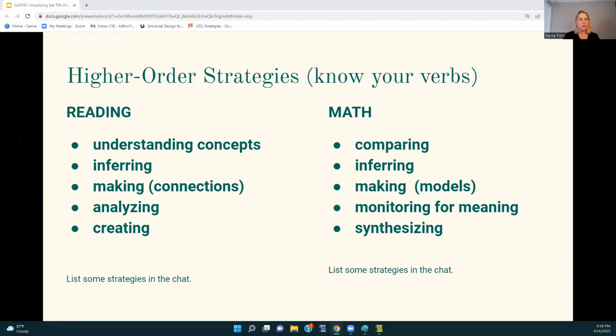All right, so you see things like inferring, making connections, making models. Does anyone have a strategy that pops out to them that they like to use in their classroom with their students that you would like to share with us in the chat so that we can make a list and keep track of some of the strategies that we might consider using when we're writing our lesson? Ooh, connections. Thank you, Karen.